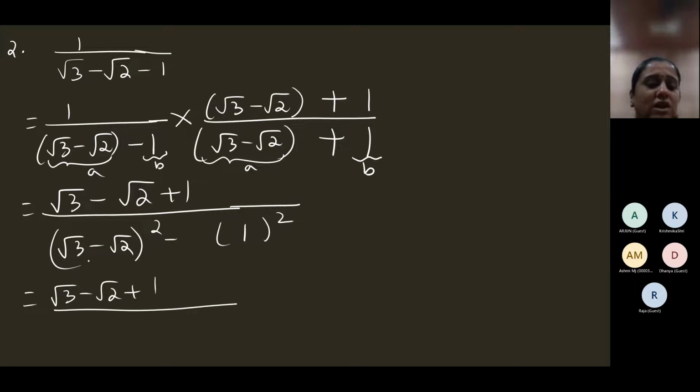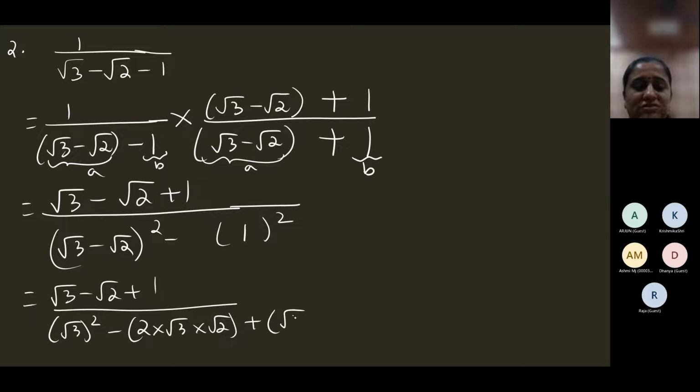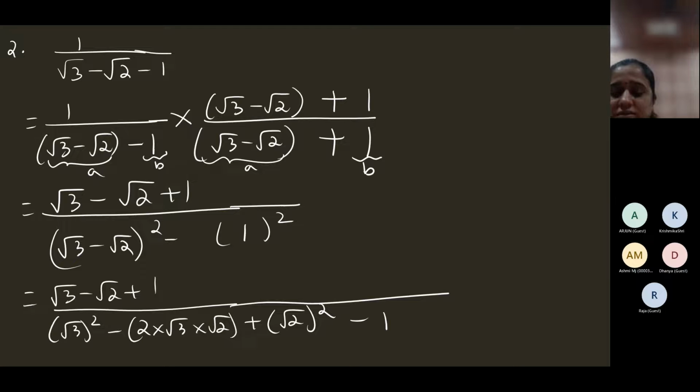The denominator, now root 3 minus root 2 the whole square is like again a minus b the whole square. So a square minus 2ab plus b square. This is a square, minus 2 into a into b, plus b square, minus 1. 1 square is 1. Write down so far, children. Please write down so far.